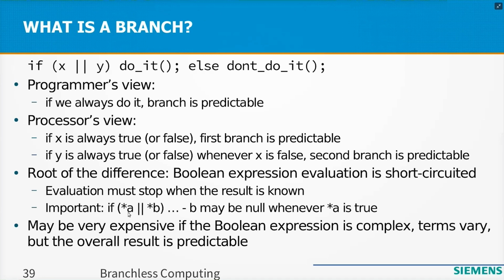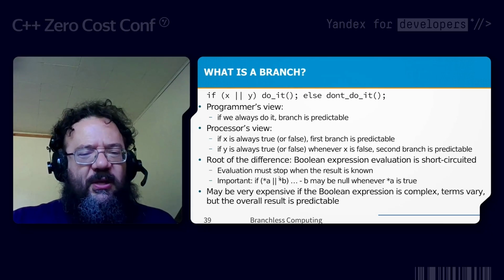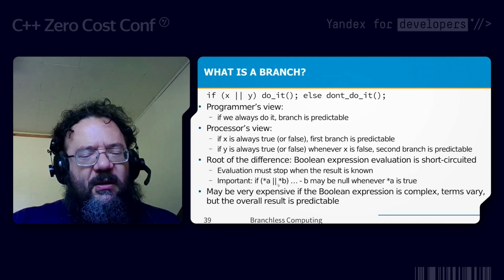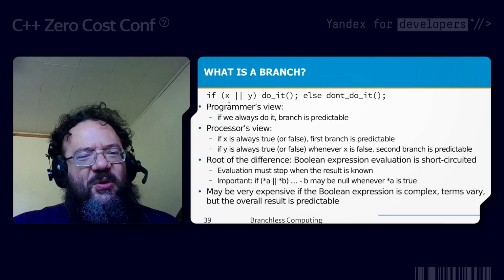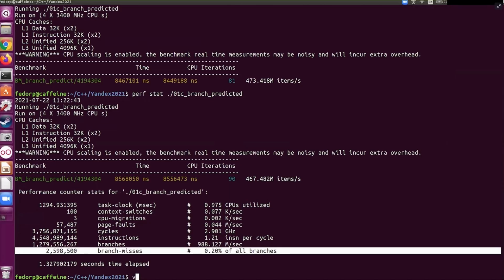This is actually important. It's what lets you write code like this. If *A is true, B may be null here, for example, and that's perfectly correct. This will never crash. So that's what lets you write code like if P and *P. So this is fine, but from the performance point of view, it may end up being very expensive if you always get the same result, but you get there by different ways.